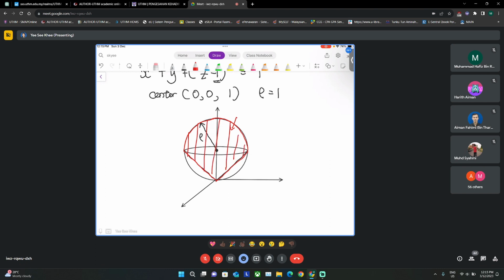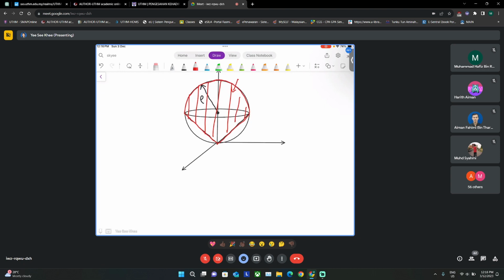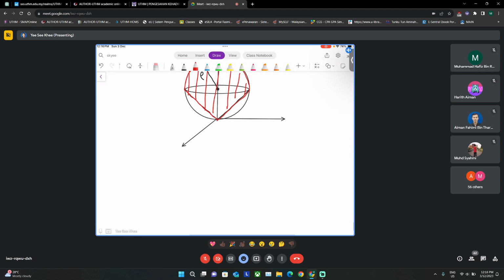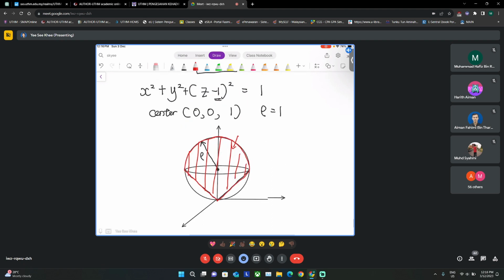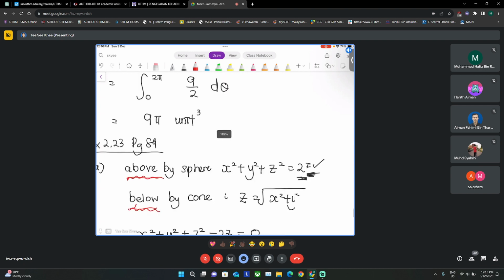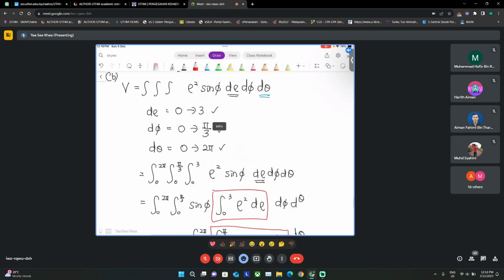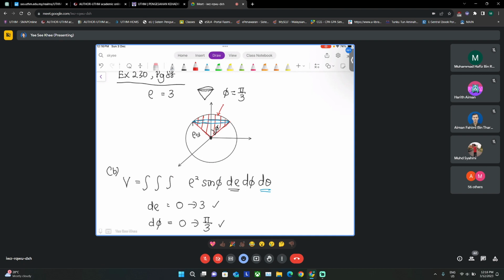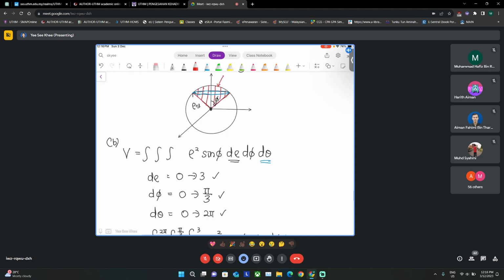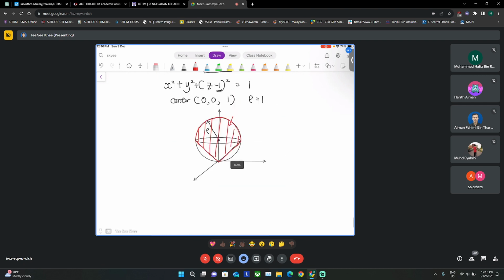So now, what will be the volume? You have to use a formula, right? When you want to use a formula, you need to define the rho, the phi, and also the theta. Let's see how to define the rho, because this rho is slightly different compared to the previous one. Because the center is at 0, 0, 1. In the previous one the center was at 0, 0, 0, so the rho was a fixed value. But for this one, the rho is not a fixed value.